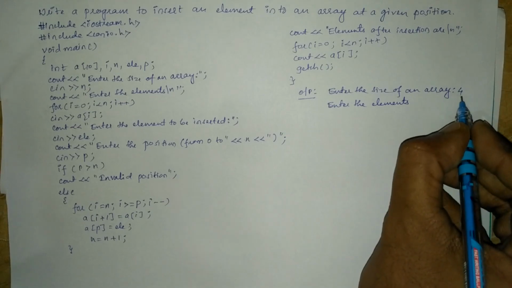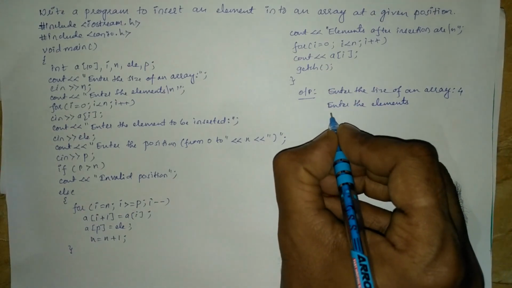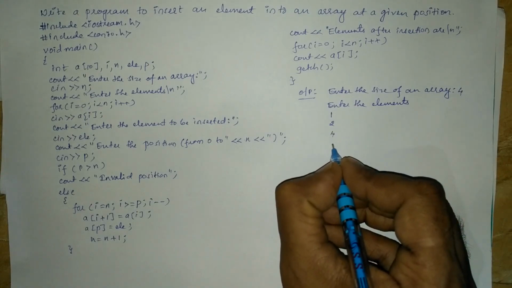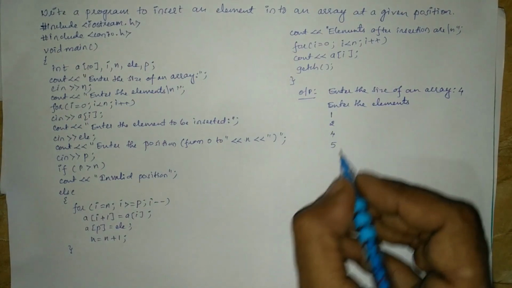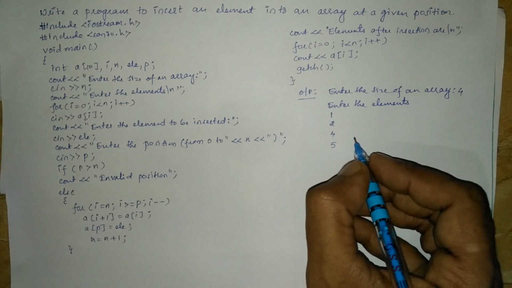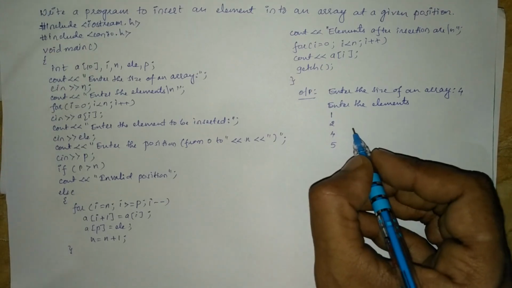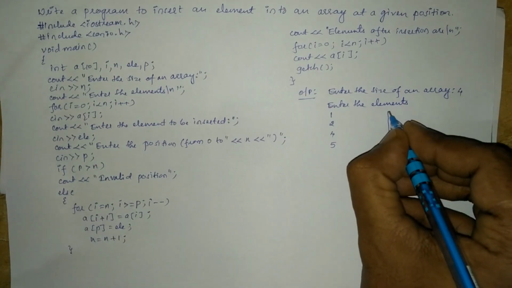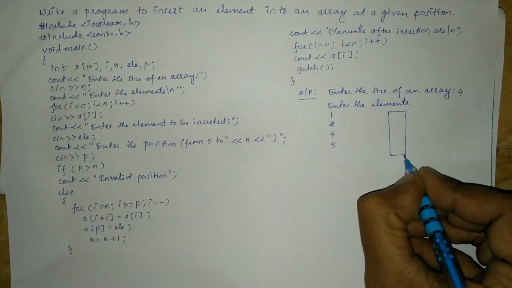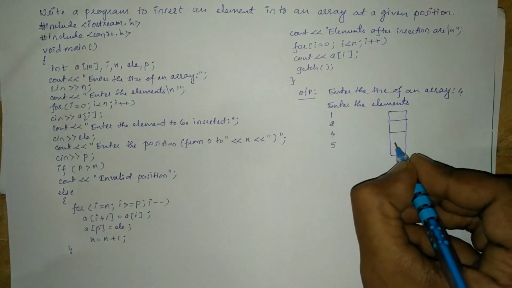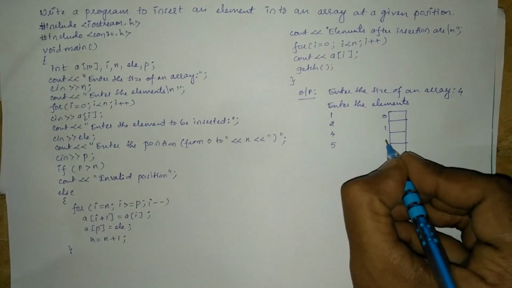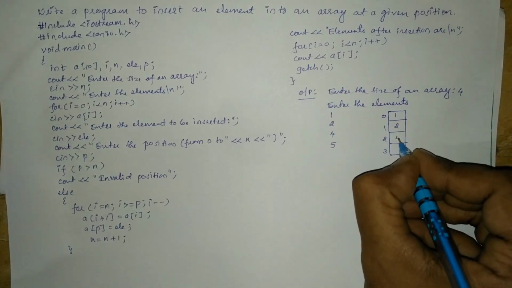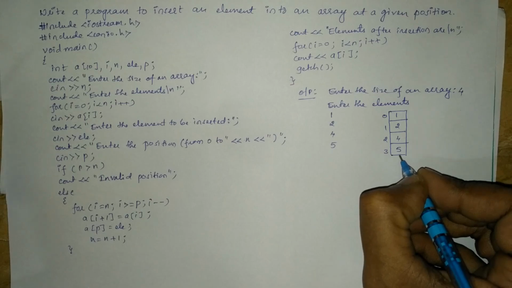So how many elements are we going to enter? 4 elements. For example, I'll enter 1, 2, then 4, and then 5. So here 4 elements are already inserted. These elements will be mapped in memory something like this: index numbers 0, 1, 2 and 3. Here 1, 2, 4, 5 will be inserted.